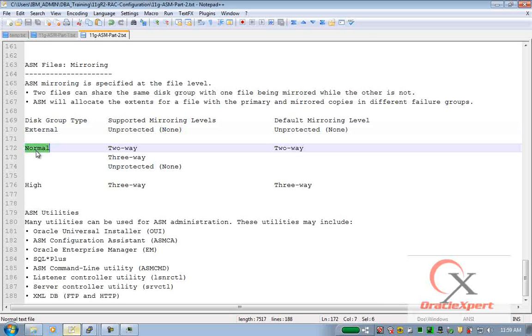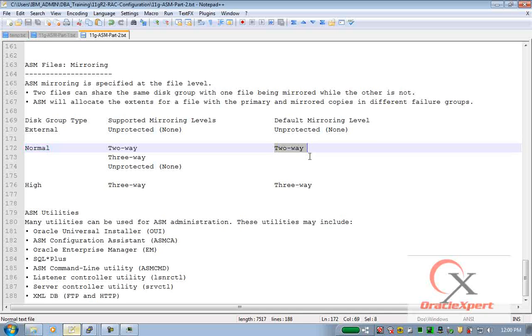But if you talk about normal redundancy, then normal redundancy requires a minimum of 2 failure groups. I said minimum, meaning I can go beyond 2, so I can create 3 as well, in which case you can influence what type of mirroring is desired. Normal redundancy disk group supports two-way mirroring, three-way mirroring as well as unprotected, no mirroring. Default style however is two-way mirroring.